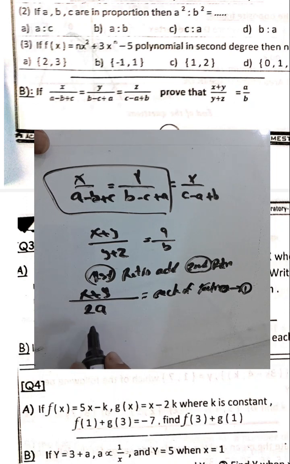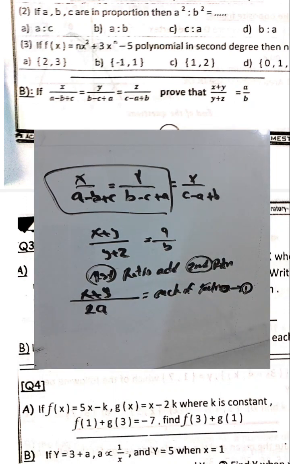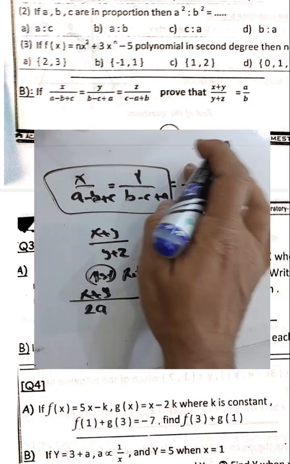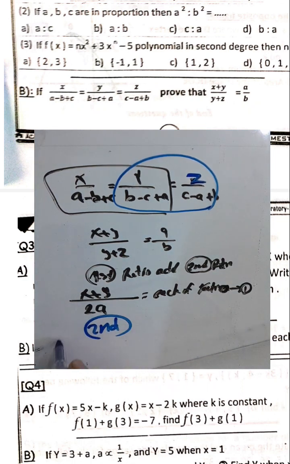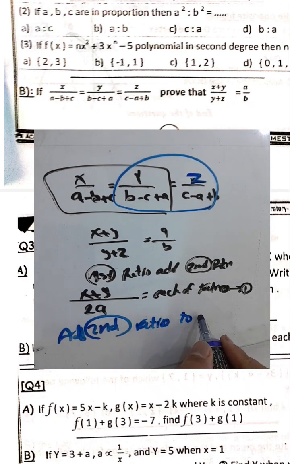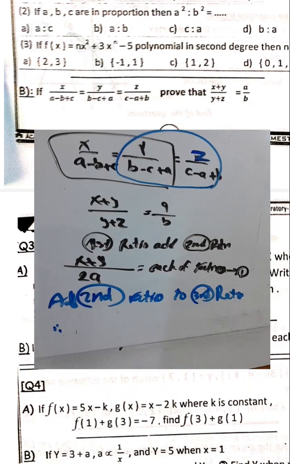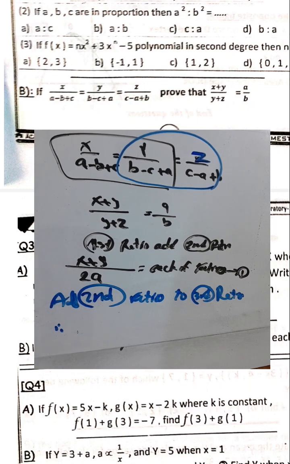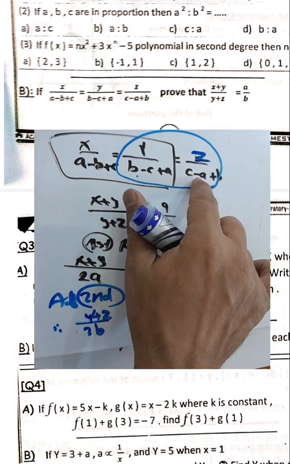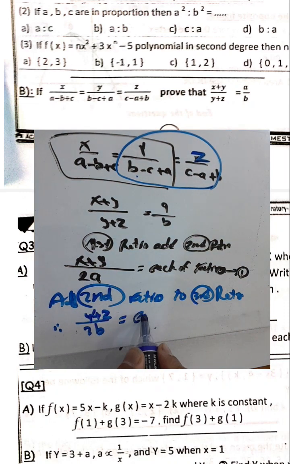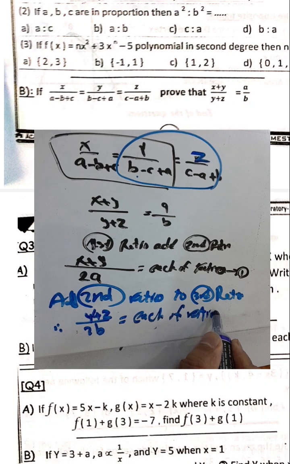And then we will add y plus z. We have z here. The second step: add the second ratio to the third ratio. We will add them, and then we can add them. Y plus z, it will be y plus z, and here b plus b, it will be 2b, and negative c plus c is 0, a plus negative a is 0. Then the result will be equal to each of the ratios, or any one of the ratios.